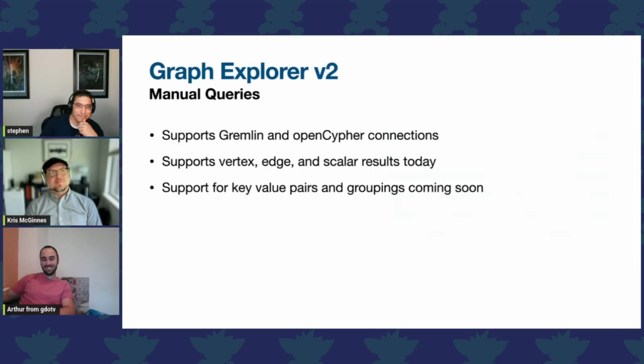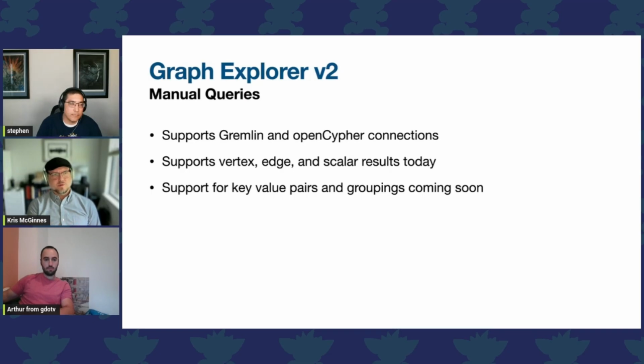All right, let's jump back to Graph Explorer. A few weeks ago, we released Graph Explorer version 2.0. This introduced the ability to execute manual queries within the UI and then continue exploring from there. Since then, we've released 2.1, which introduces OpenCipher support.